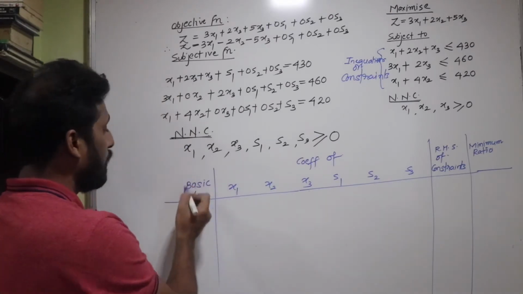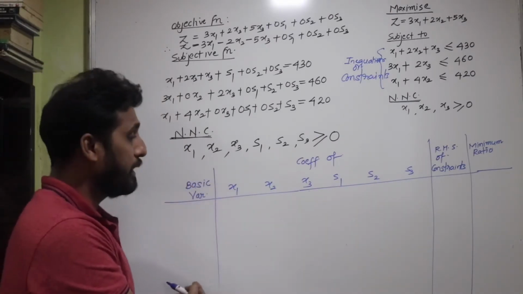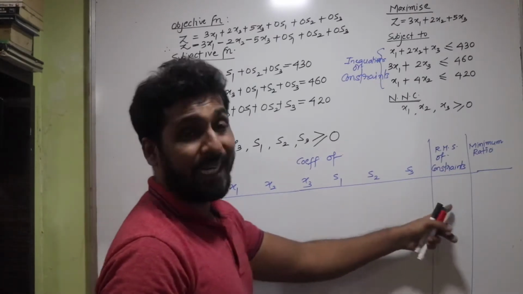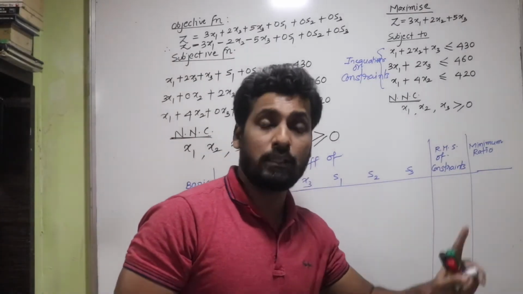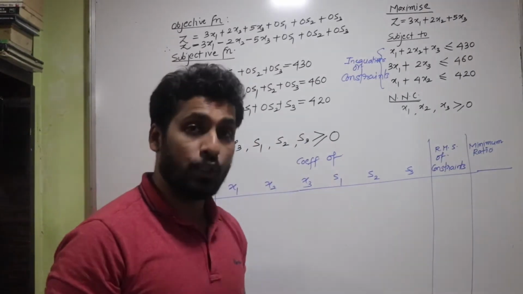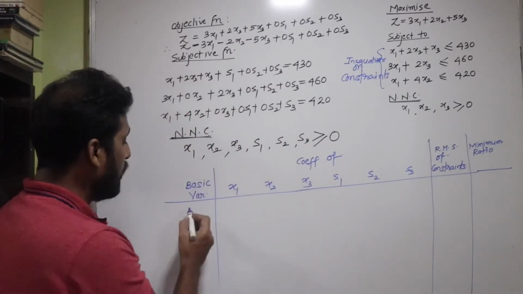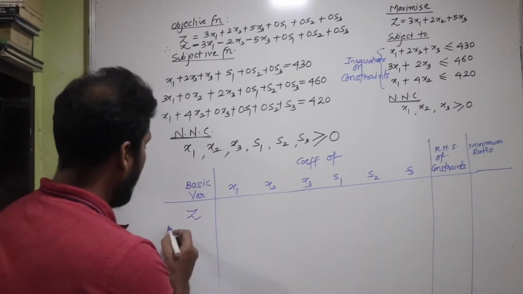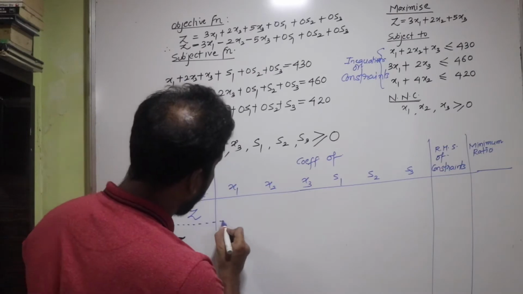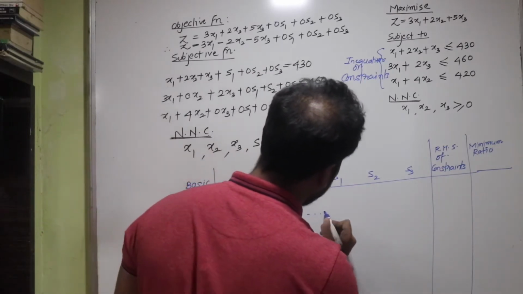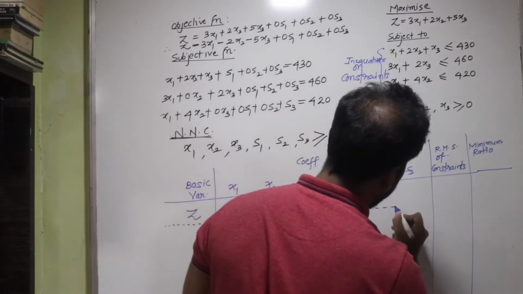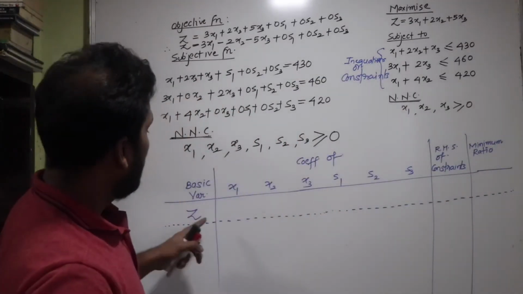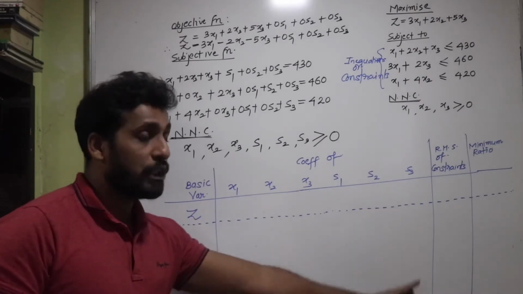Okay, so there is a basic variable. First of all, I'm going to write basic variable, then all the coefficients of all the variables involved, then the right hand side of the constraints, and last one is the minimum ratio. Now let's fill up the table. So I'm going to write here first of all Z. Let's write Z at the beginning, and then I'll put a dotted line here to differentiate this row from the rest of the table. So let's put up a dotted line here. It is going to differentiate the first row from the rest of the table.